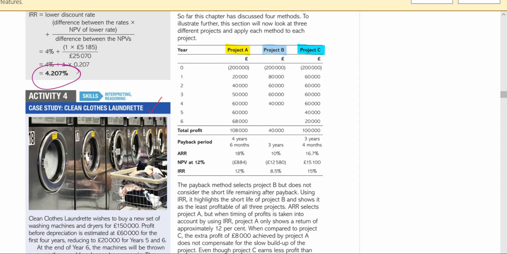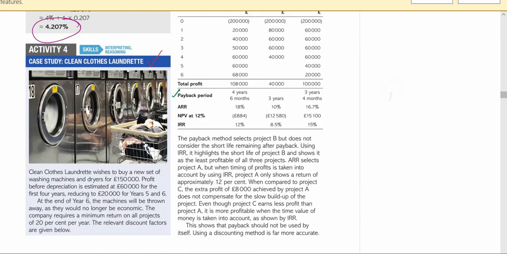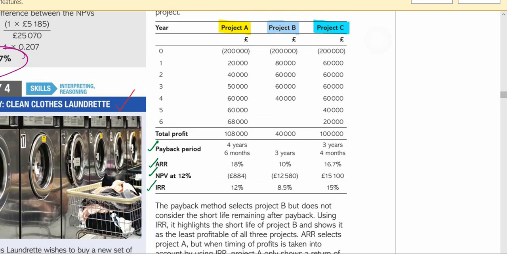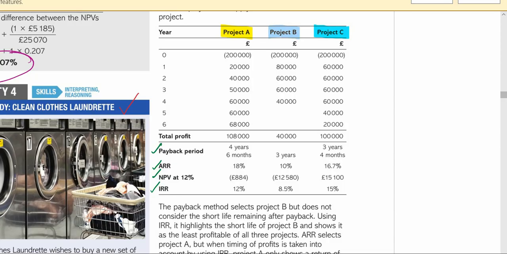As per all the calculations, we discussed how to calculate the payback period. We are done with the ARR. We learned how to calculate NPV, and now we learn how to calculate the IRR. So as per all methods of investment project appraisal, project A payback period is 4 years and 6 months. We know that as per payback period, our decision is lower is better.